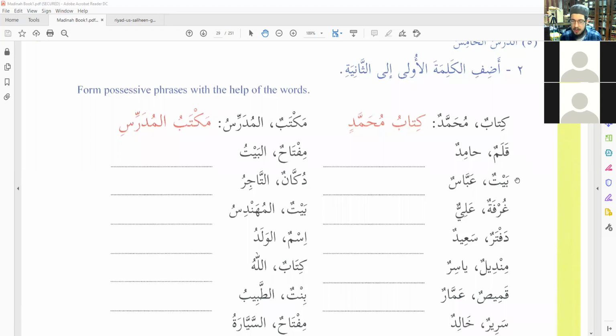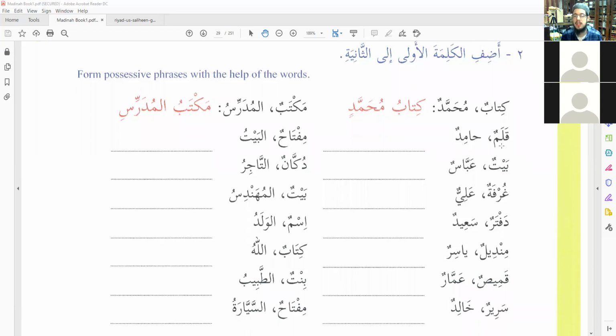So we're on to Brother Tamim. Can you handle the first example for us? Read the two parts and then read them together in a possessive construction. قلم حامد, and then for possessive it would be قلم حامد. Fantastic. Excellent work. Brother Sa'id, next one.